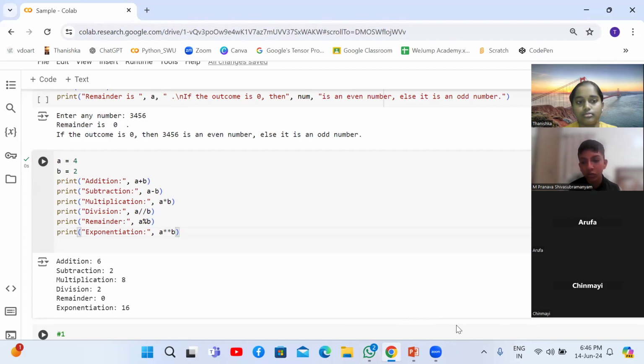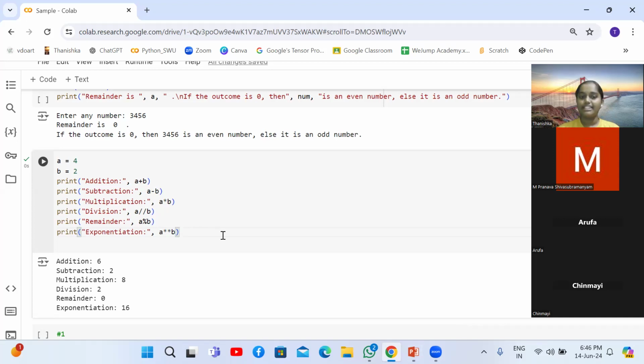It's what we usually do in our mathematics classes in school. Just like that, it's used for giving the exponent value. Can you give a very easy example so that everyone can understand? If a is equal to 3 and b is equal to 2, then 3 to the power of 2 is 9. Okay. So exponentiation is nothing but a raised to the power of b.